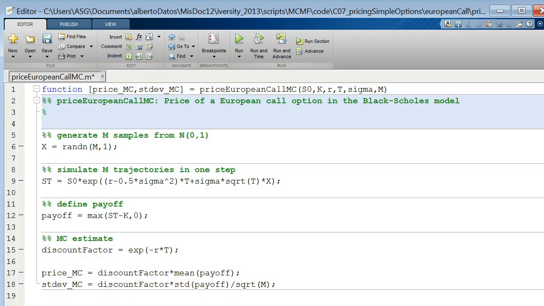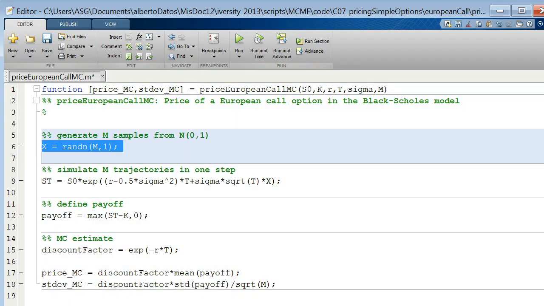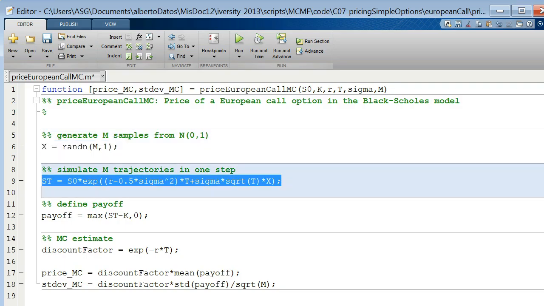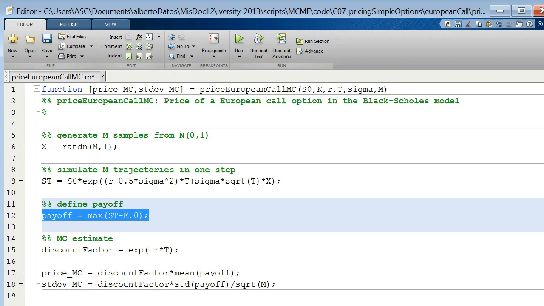To carry out the simulation, we first generate M samples from a normal 0-1 distribution. Using this random vector, we simulate M trajectories in a single step with the Black-Scholes formula. The payoff of a European call option is the maximum of the difference between the price of the underlying asset at maturity, ST, and K, the strike of the option, and 0.